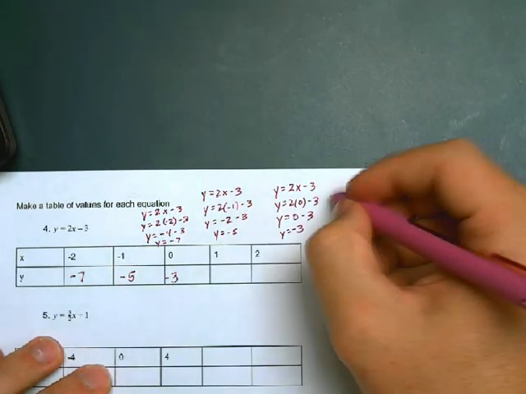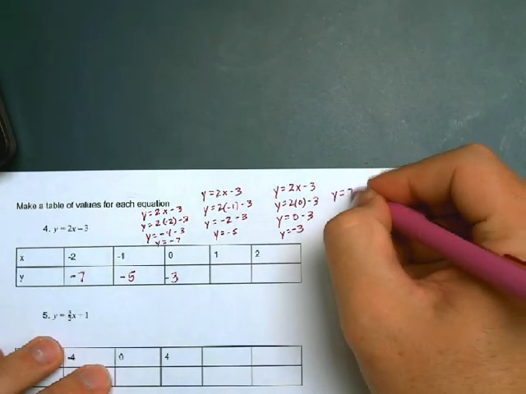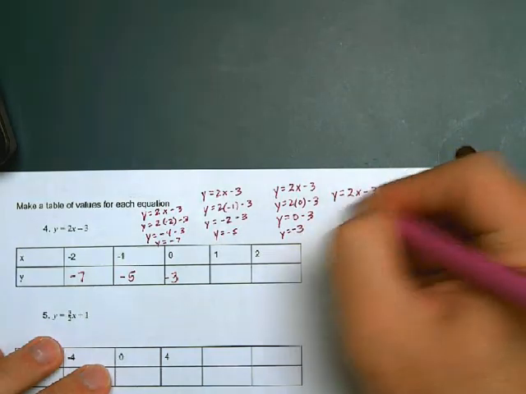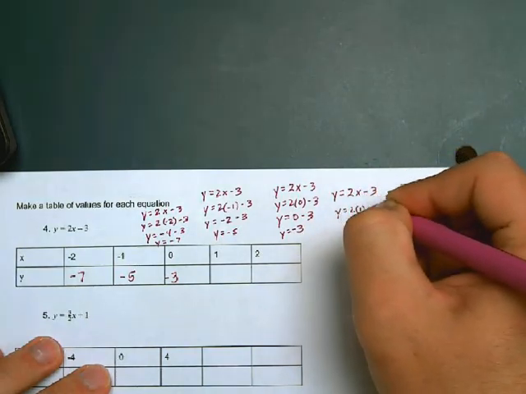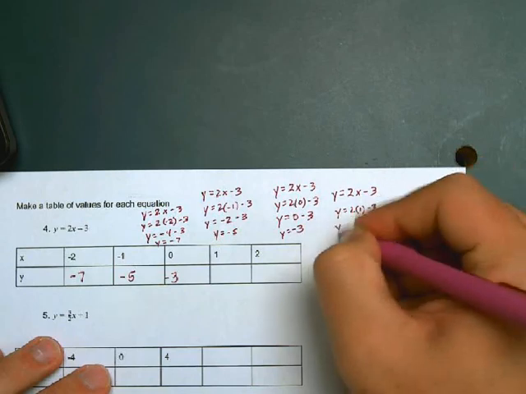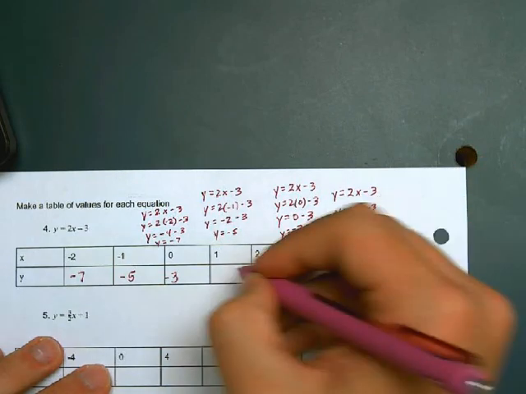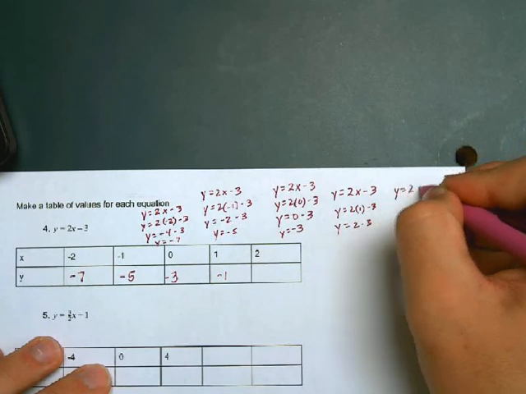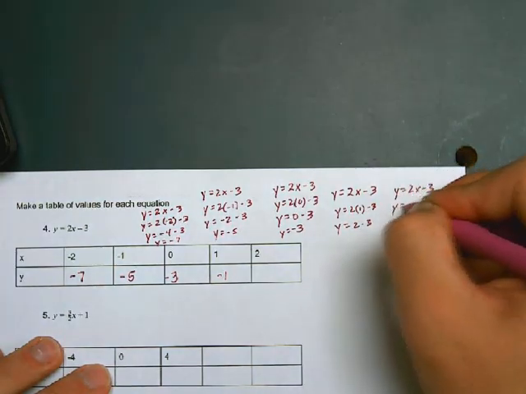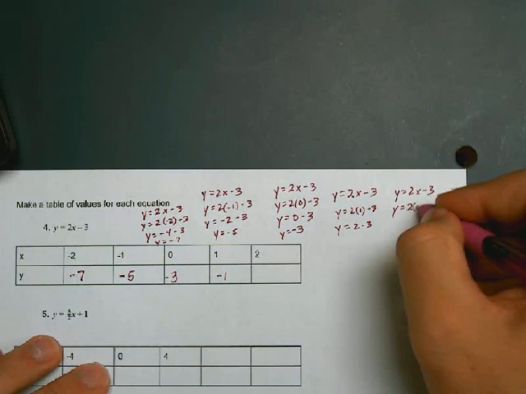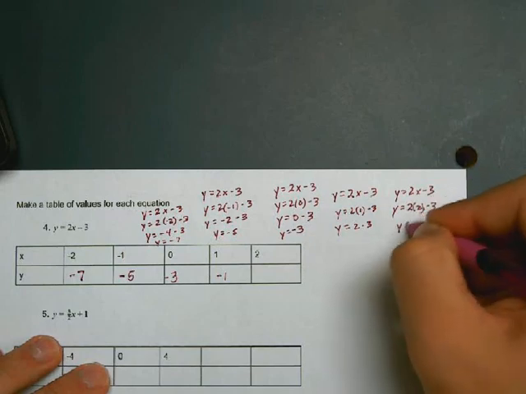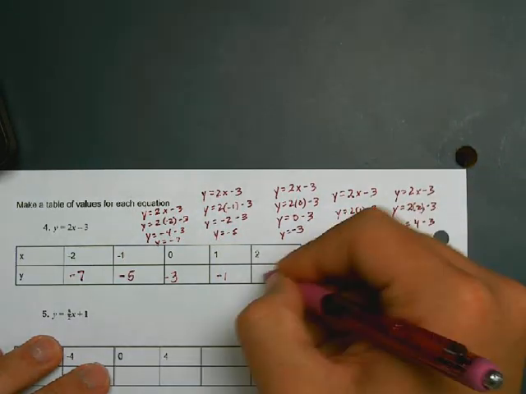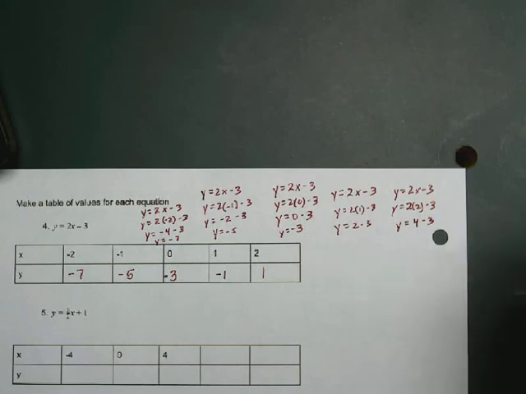1, y equals 2x minus 3. Y equals 2 times 1 minus 3, which would be y equals 2 minus 3, which is negative 1. 2, we got y equals 2x minus 3. So it's very repetitive. So 2 times 2 minus 3, y equals 4 minus 3, which is 1. Okay.